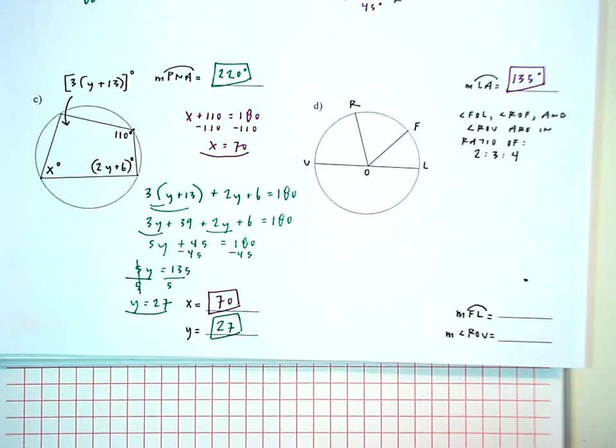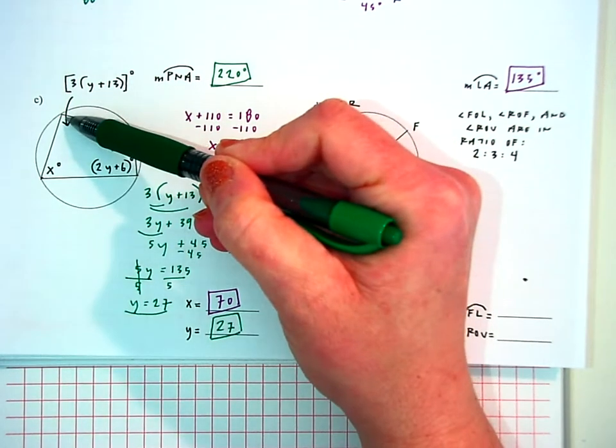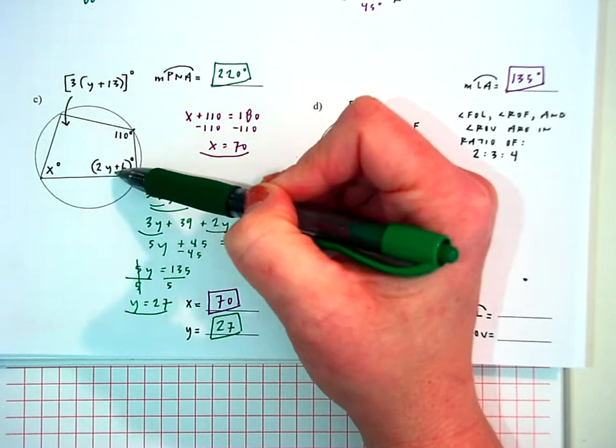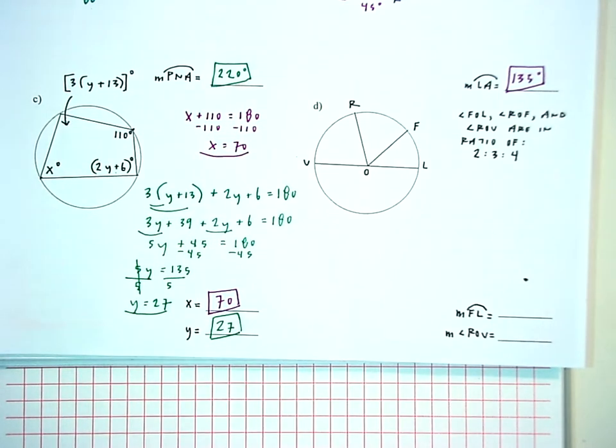Okay, so if I plugged that back in, it would verify that these two angles in the opposite position have to sum to 180. They are supplementary.